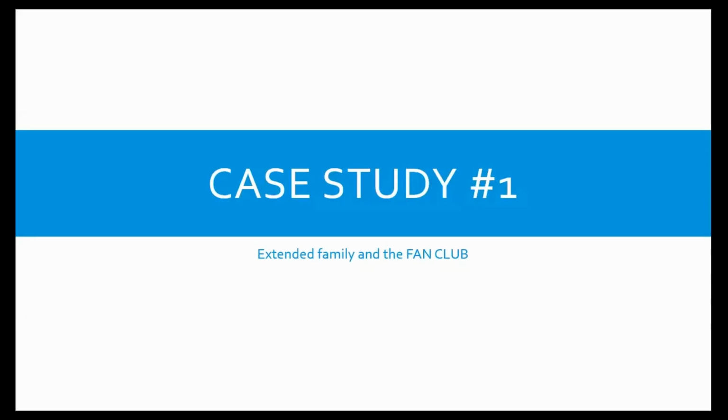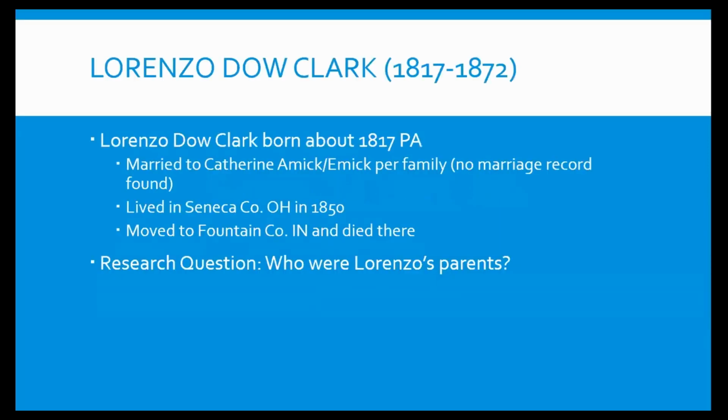So case study number 1 is about a guy named Lorenzo Clark. He was born around 1817 in Pennsylvania, and he was married to a woman named Catherine Emick. The family that was telling me about this told me that they could not find a marriage record. One of the things I said to them was, where have you looked for the marriage record? Have you thought about the idea that this marriage record may not be online yet? So you might need to call some courthouses. You might need to do some in-person research there in Ohio where you suspect the marriage took place.